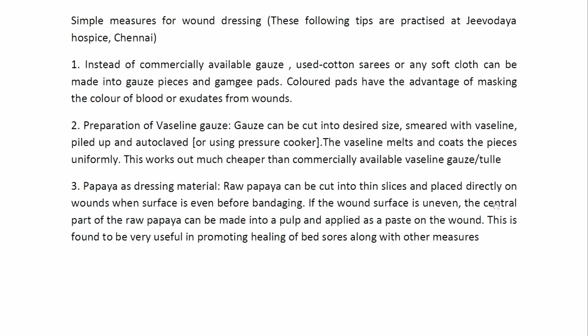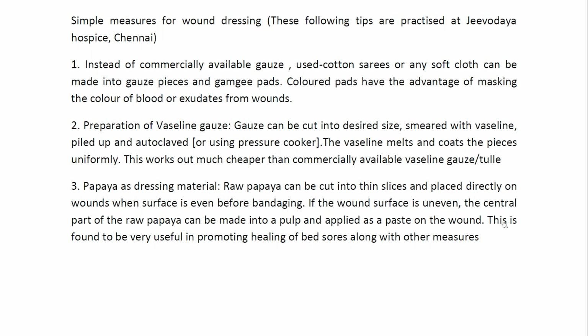Preparation of Vaseline gauze. Gauze can be cut into desired size, smeared with Vaseline, piled up and autoclaved or put in a pressure cooker. The Vaseline melts and coats the pieces uniformly. This works out much cheaper than commercially available Vaseline gauze or tulle.